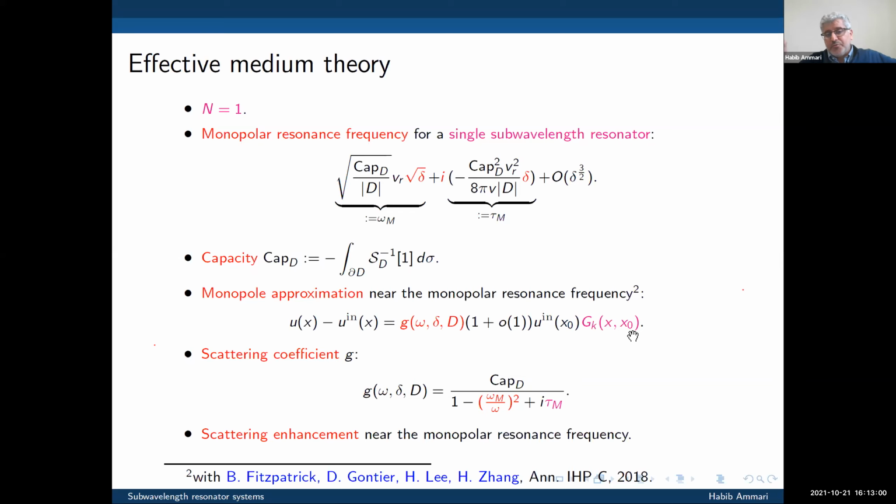So far away, we can approximate our resonator as a point source with scattering coefficient given by this. And if you take omega close to the real part of the eigenvalue, which is omega m, then there is a strong enhancement near this monopolar resonant frequency. So I'm calling this monopolar because the far field approximation is of monopolar type. It behaves like a point at the location of the resonator times the incident wave at the location times the scattering coefficient, which blows up.